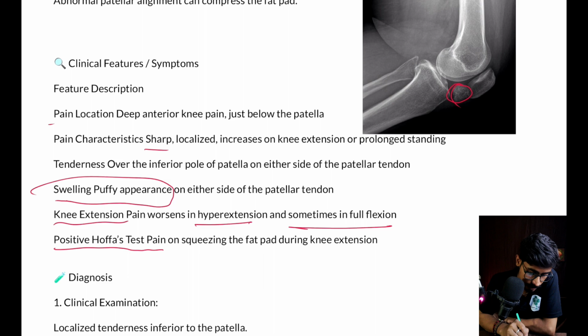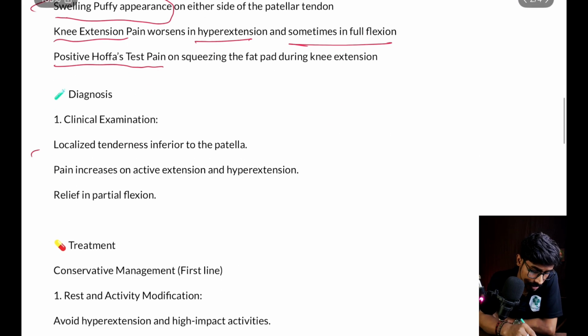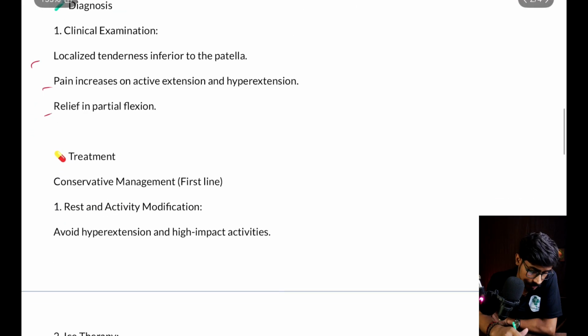And a positive Hoffa test: in this, you squeeze the fat pad during knee extension, and the patient's pain gets exacerbated during that activity. Clinical signs: local tenderness, pain increases, and relief in partial flexion.